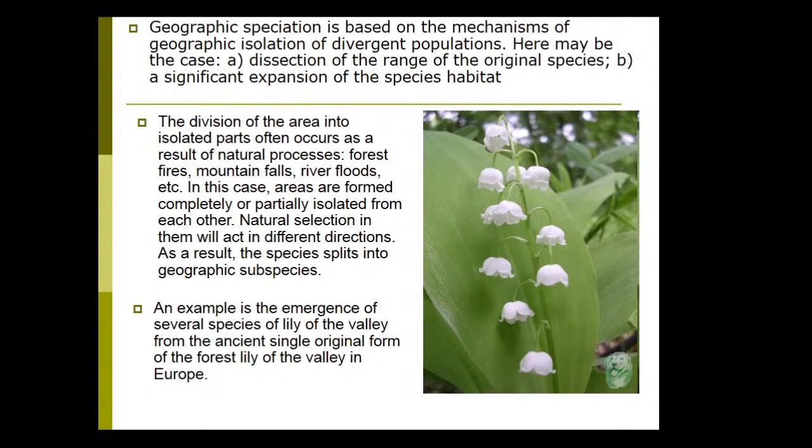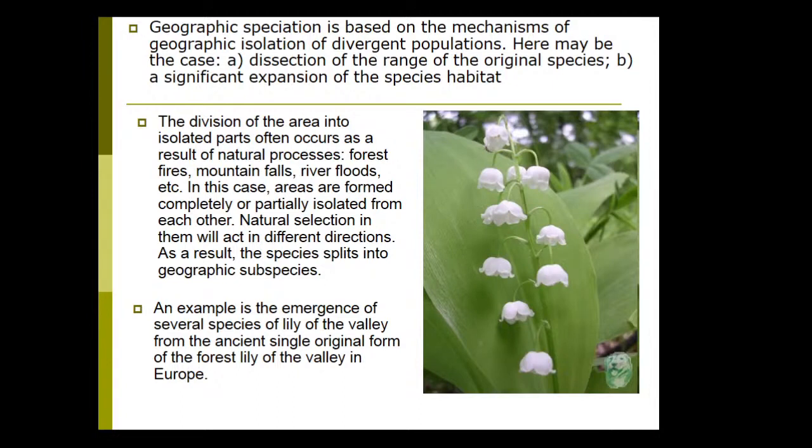What does geographic speciation mean? This speciation is based on the mechanism of geographic isolation of divergent populations. There may be two cases: A, dissection of the range of the original species; B, a significant expansion of the species' habitat.